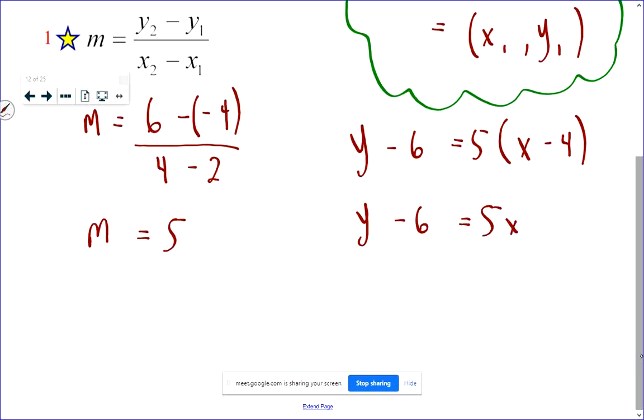I would multiply the 5 by the x and the 5 by the -4. And then you can write y equals 5x minus 14. How's my arithmetic on that? Good. And that's called the slope-intercept form.